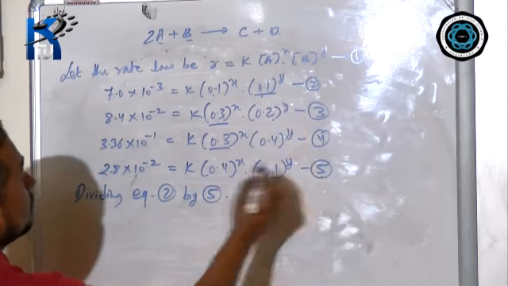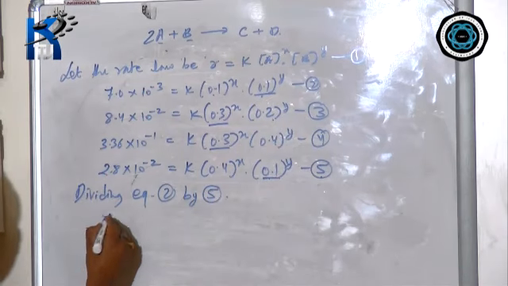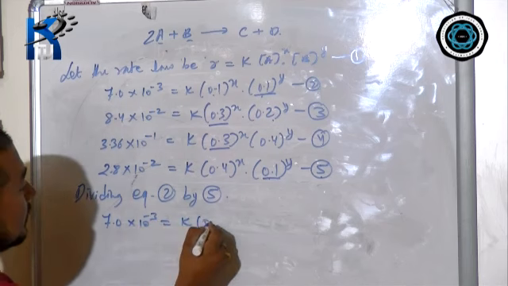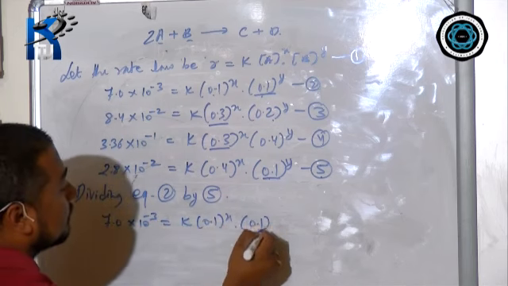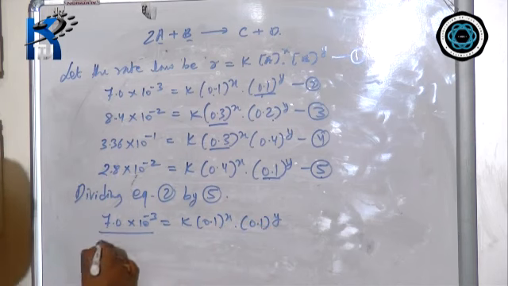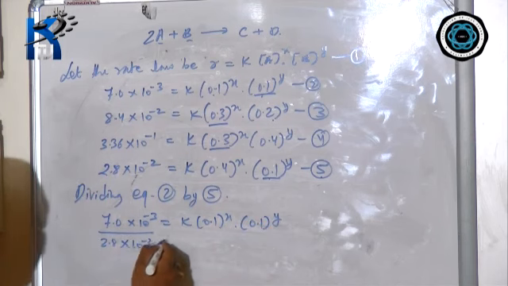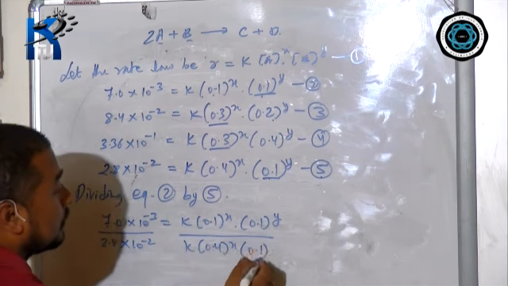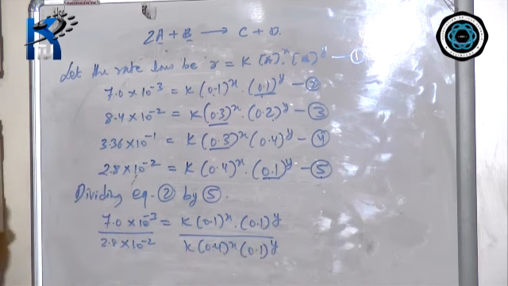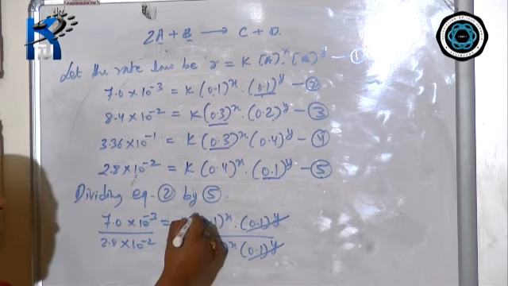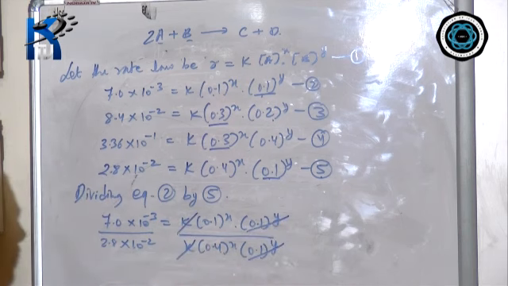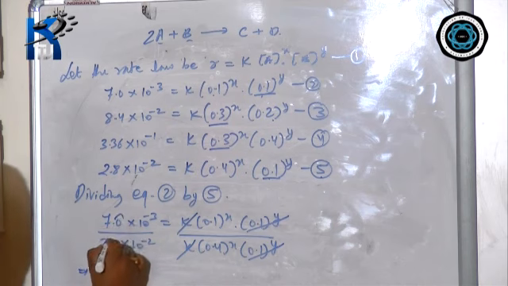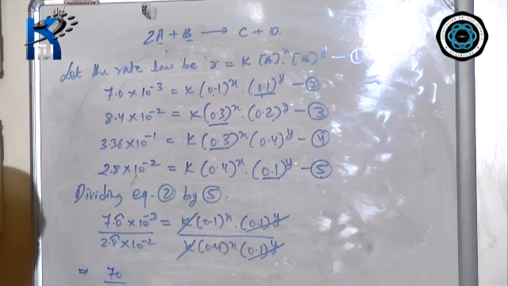When I divide equation 2 by 5, what is the rate law for equation 2? 7.2 × 10^-3 equals k, so this is the value. And for equation 5, it's 2.8 × 10^-2 equals k, 0.4x, 0.1y. If I divide these two, the k and k will get cancelled. Now let us solve here. Remove this point, it will become 70 upon 28.